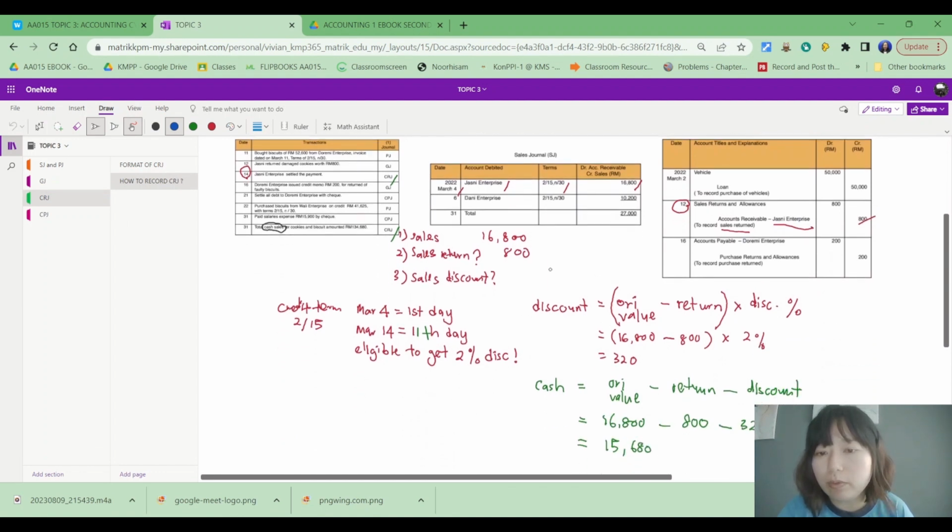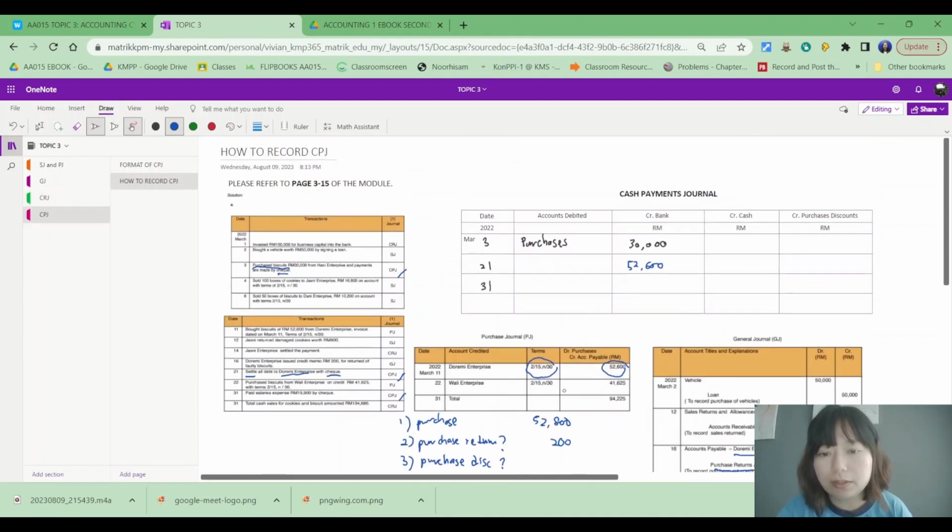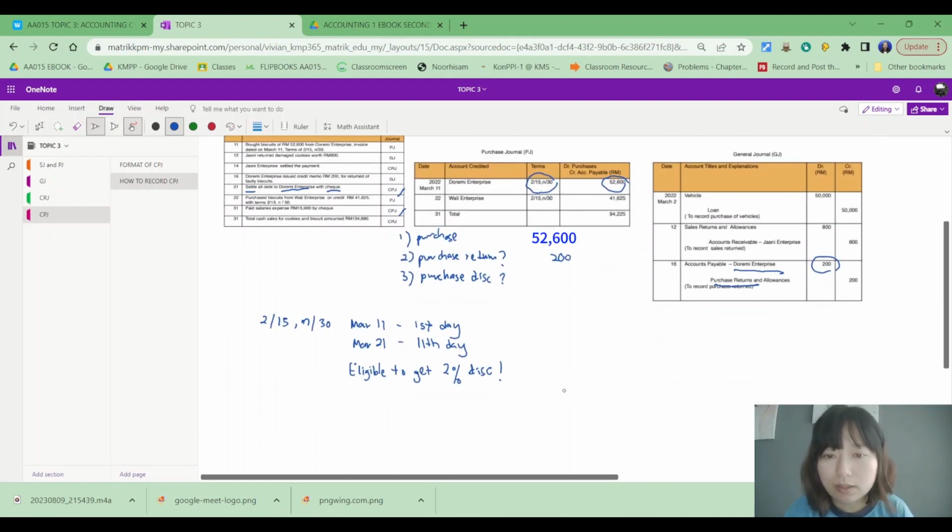So, we are using the same way to calculate the discount and also the cash, or the amount that we are going to pay by using check. Okay, konsep yang sama sahaja ya, konsep yang sama saja. Okay, so now we proceed to calculate the discount.